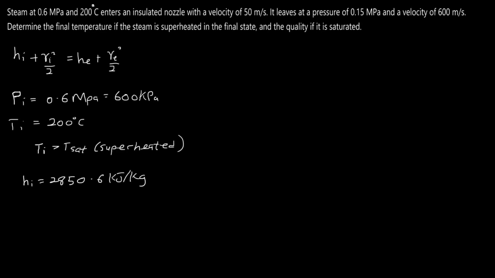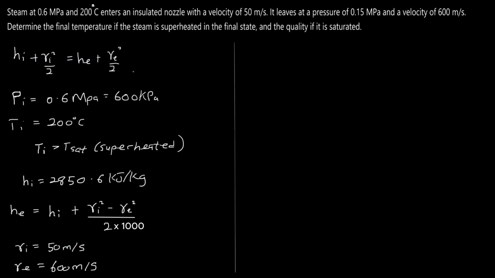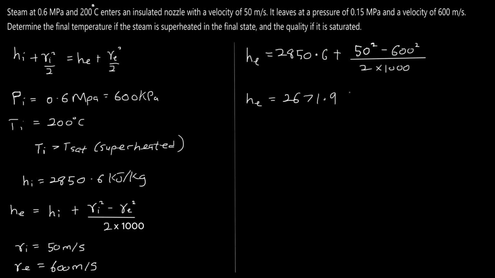We can write our exit enthalpy HE as the enthalpy at the inlet plus the square of inlet velocity minus the square of exit velocity divided by 2. And let's not forget to divide by 1000. So the velocity at the inlet is 50 meters per second, and the exit velocity is 600 meters per second. Using all our values, we obtain the exit enthalpy as 2671.9 kilojoules per kg.